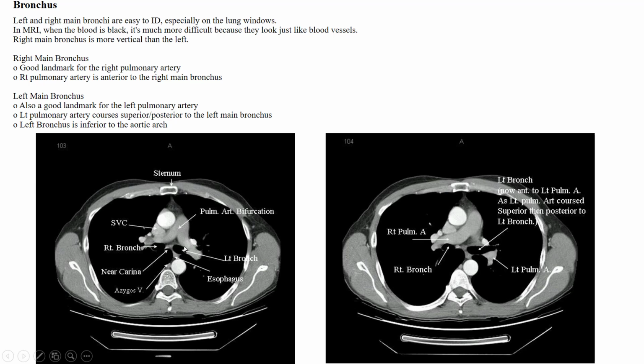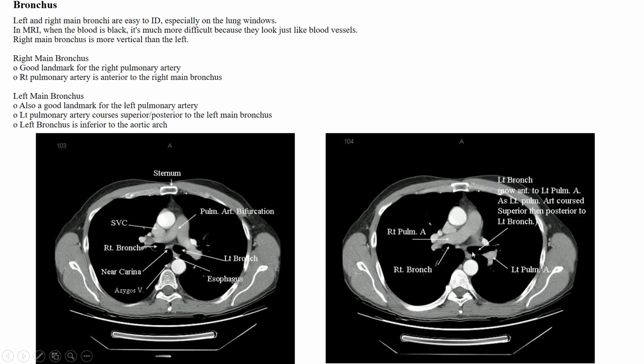So left main bronchus is here, and that artery is going just over the top of it. And then in this slice here, you can see how the left pulmonary artery came posterior to that left bronchus. So it runs superior and then posterior to the left main bronchus. And then on the right side, the right pulmonary artery runs superior and then anterior to the right bronchus. So here's the right pulmonary artery running superior to the bronchus and then anterior of it here. And it's still running anterior of it in this image as well.